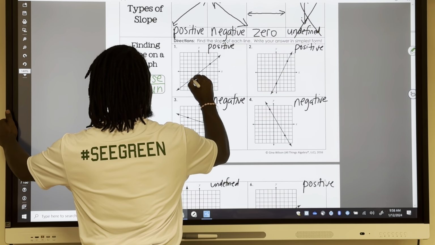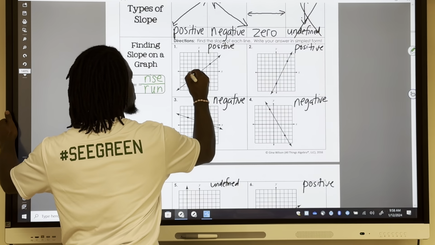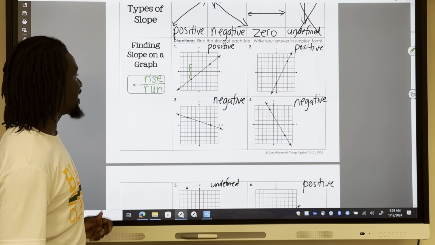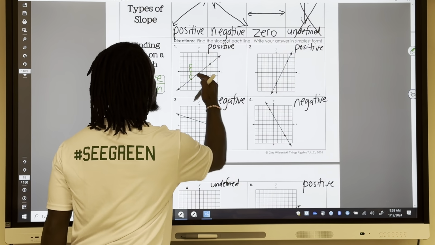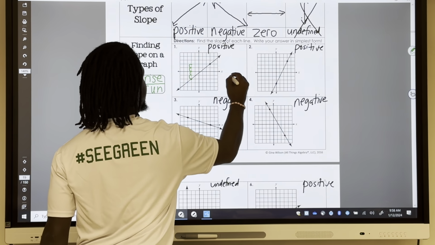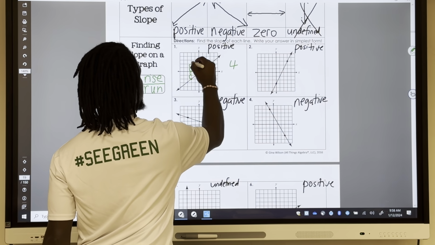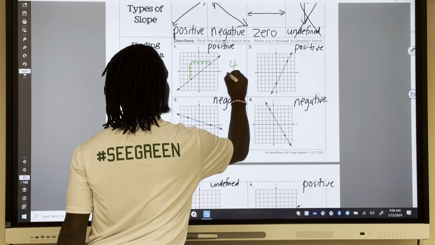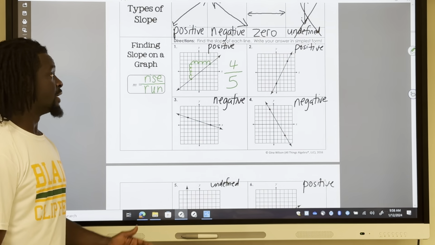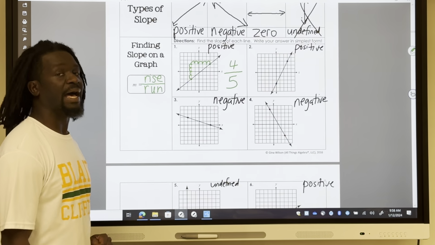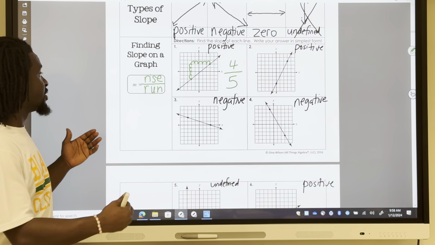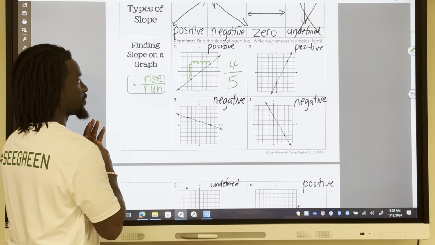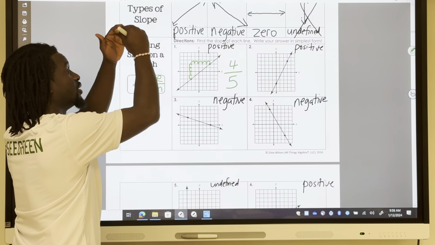So I'm going to rise. I'm going to go 1, 2, 3, 4. Okay, so now that gets me to the line. Now I'm going to go over till I get to the point. So I rose 4. Okay, 1, 2, 3, 4. Now I'm going to run. 1, 2, 3, 4, 5. Over 5. So my slope is 4 over 5. And that's it. Okay, so again, rise, I'm going up or down. Then run, I'm going left or right. Rise over run. I rise up, then I run.